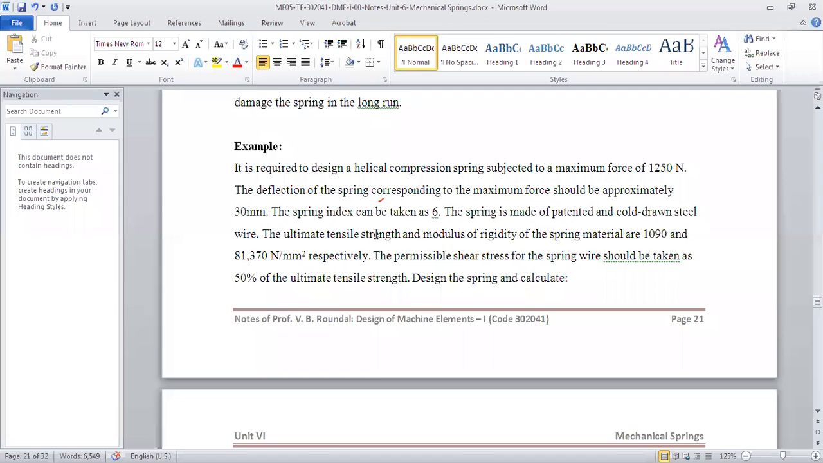So SUT, we know that we can take some ratio of that as our allowable shear stress, and G is given. We will need it for the deflection equation. Permissible shear stress for the spring wire should be taken as 50% of the SUT. So they have also given tau is 0.5 of SUT. So tau will be half of 1090, so it will be 545. So 545 Newton per mm square will be your allowable shear stress.